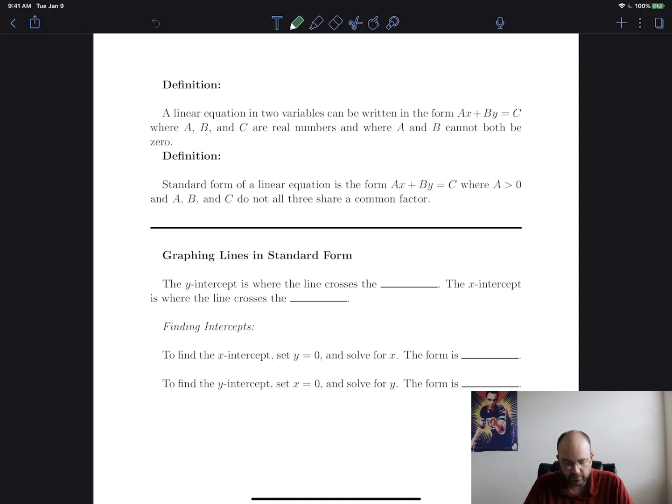In this example, we're going to go ahead and talk about the definition of a linear equation in two variables. We've seen a linear equation in one variable. Now we're going to go to two variables.